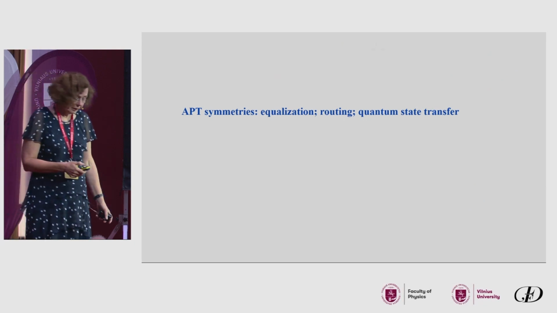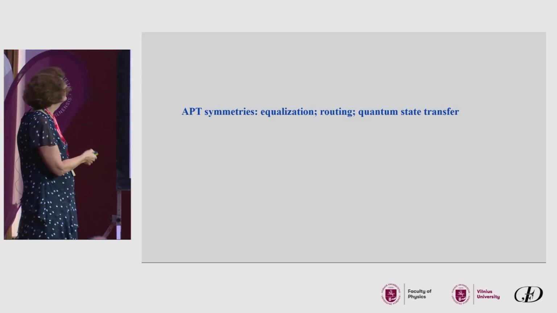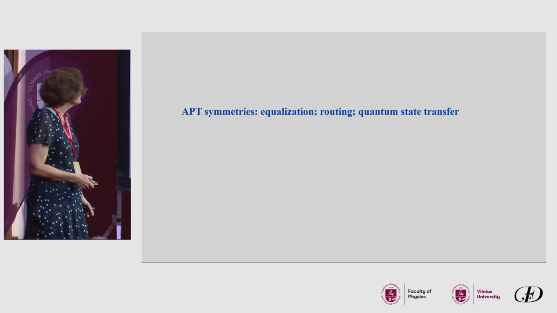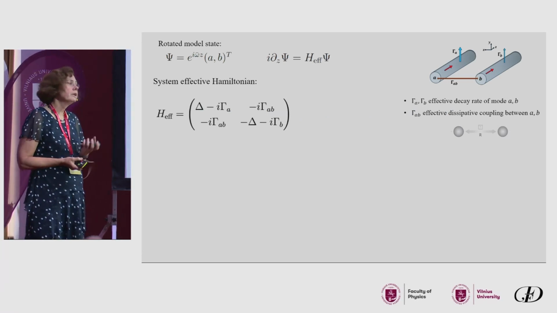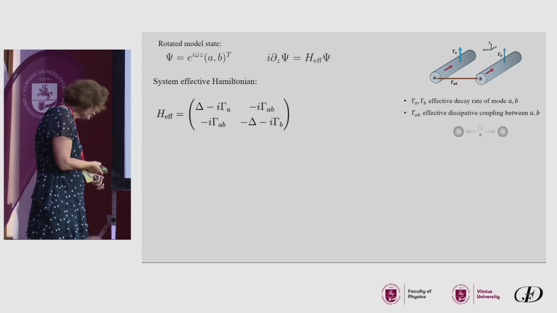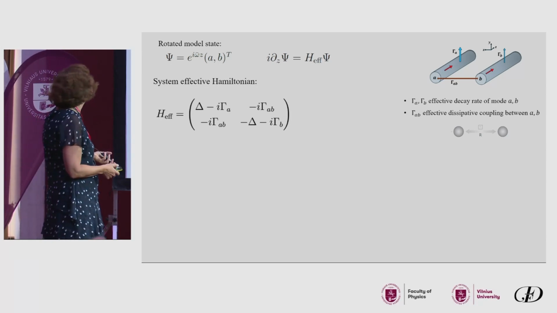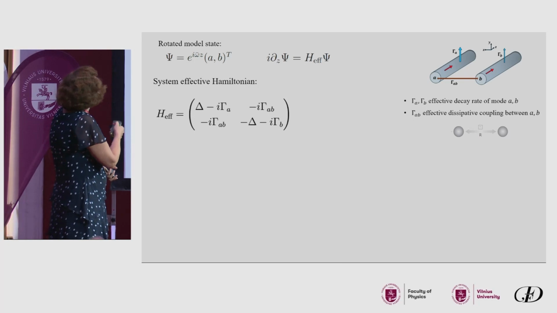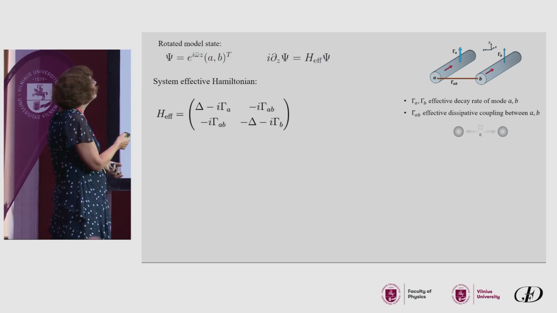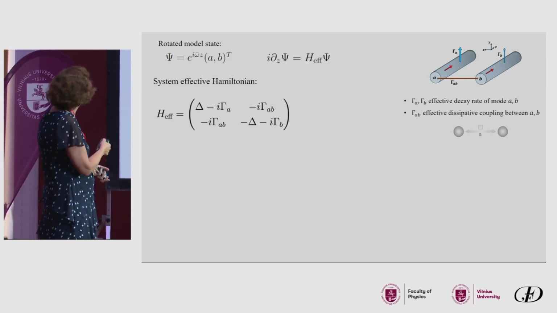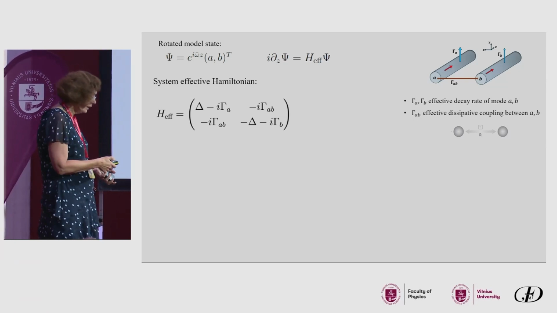So the first point will be: can we reach anti-PT symmetry? And the interesting effects here are equalization, routing, and quantum state transfer. I can describe this either using the Lindblad equation, or equivalently in the language of coupled modes. And in both cases, extracting the global phase, I can extract an effective Hamiltonian, which will look like this. Here is the detuning between the frequencies of my modes. These are all the decay rates.